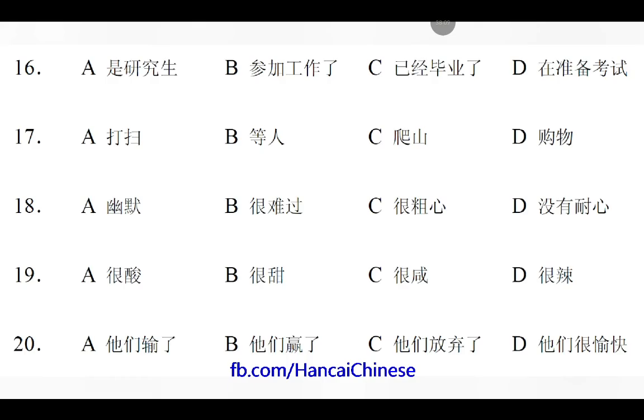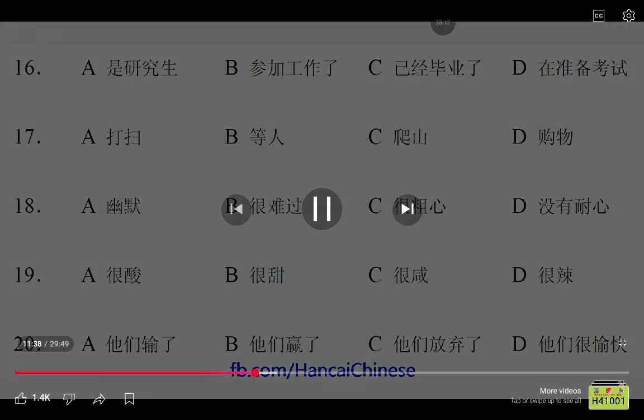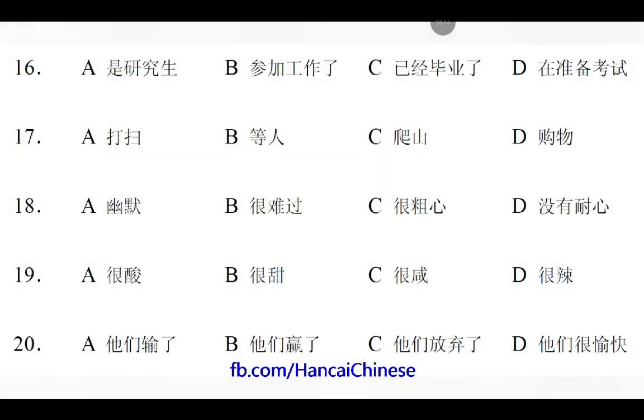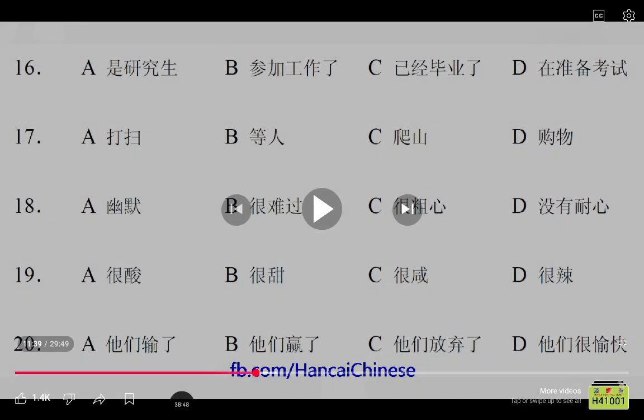Okay, within a few seconds you answer the question. Don't spend so much time, and read the options of question 18. The first one is humorous, and B is 很难过, very sad, and 小心, careful, and 耐心. 耐心 means patience. So we have to listen for this word 耐心, 幽默, 难过, or related to what?